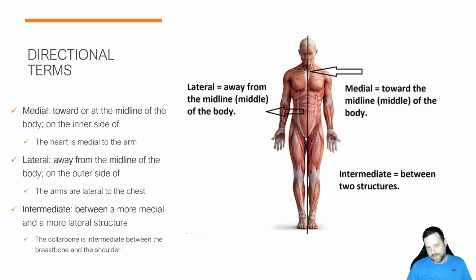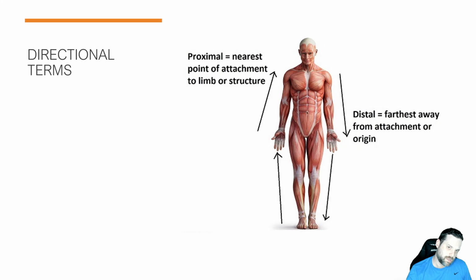Now, what does the term intermediate mean? Intermediate means it's between two structures. A good example here would be the shoulder and the breastbone. What's in between, or intermediate, would be this bone here called the collarbone. It's a good intermediate between shoulder and breastbone. All right, very good. Now we're going to keep going.